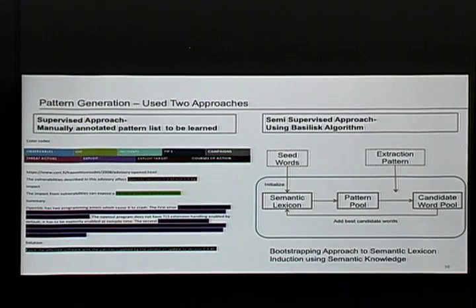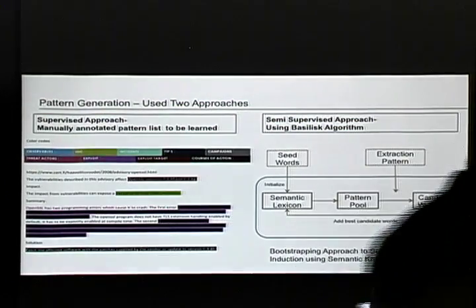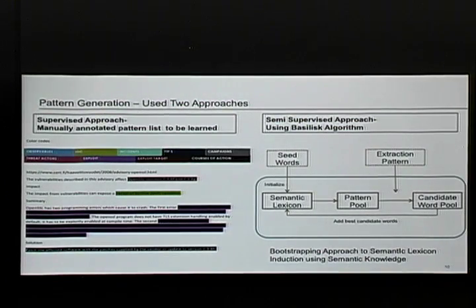So for the pattern generation itself, this is a very crucial component of information extraction. Garbage in, garbage out. Very, very true for information extraction. So it was important that we started out with at least the right base patterns. We used a couple of different approaches for this. The first one was a supervised approach. Actually, Elvis manually annotated the pattern list that needed to be learned. This is essentially a classification challenge. So you have a corpus of documents, manually annotate them, feed them through the classifier, and let the classifier learn.